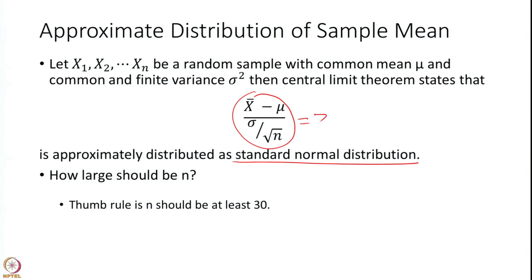This is equal to z, where z follows standard normal. This is exactly what we talked about. The question again comes, how large should n be when you can consider that it is tending to infinity? Well, the thumb rule is that it should be at least 30. Please recall the discussions we had in the previous sessions when we discussed the central limit theorem. The same thing applies here also.